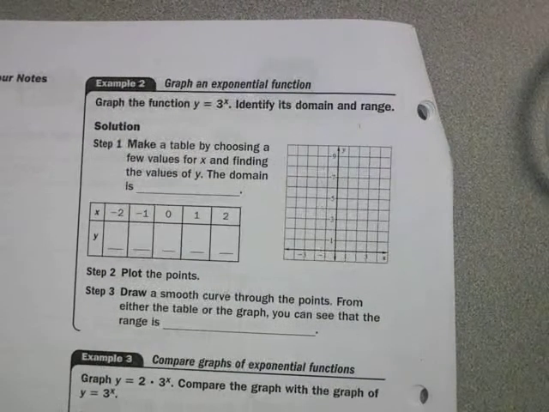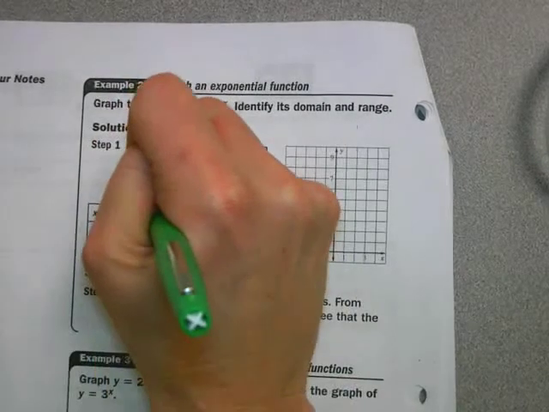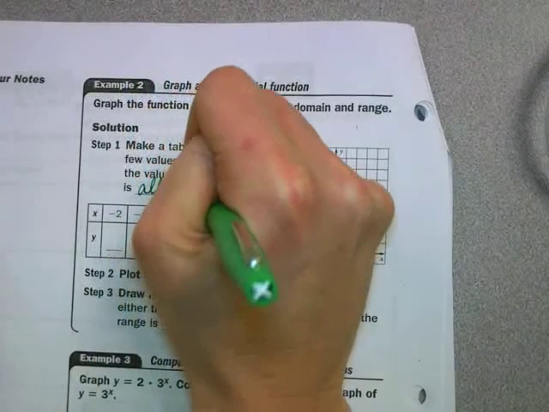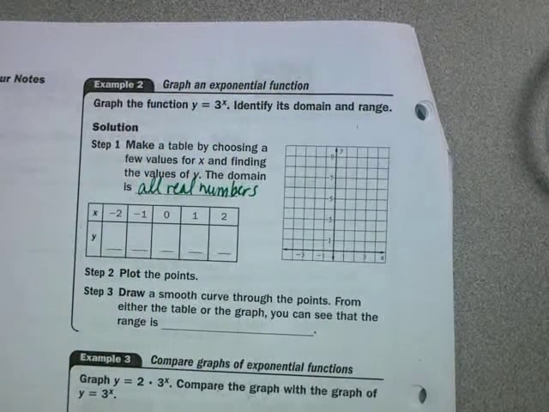Now we're going to graph what this would look like. It says graph the function y equals 3x, identify its domain and range. So we're going to make a table by choosing a few values for x and finding the values of y. The domain is all real numbers. That means I can plug any number in for x. It's allowed to plug anything in there.